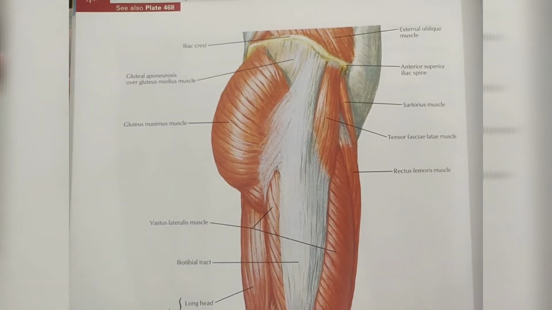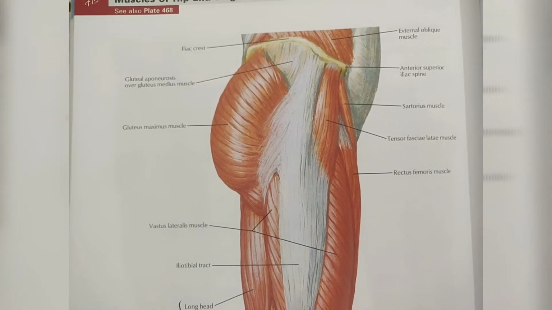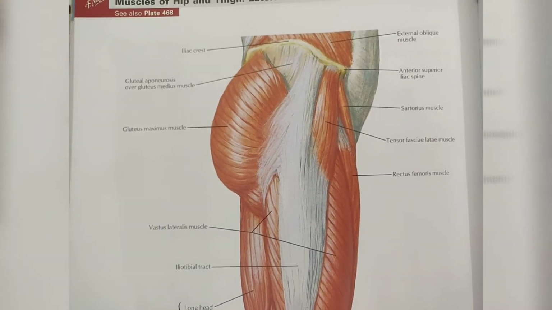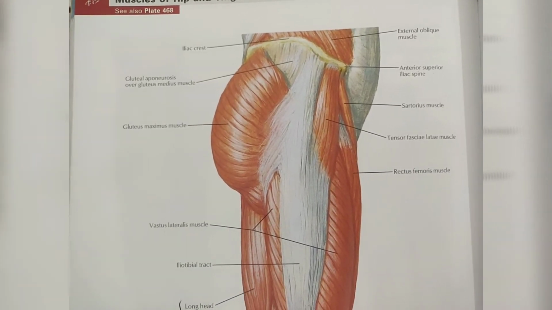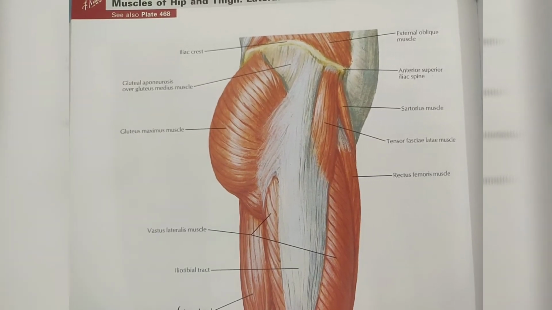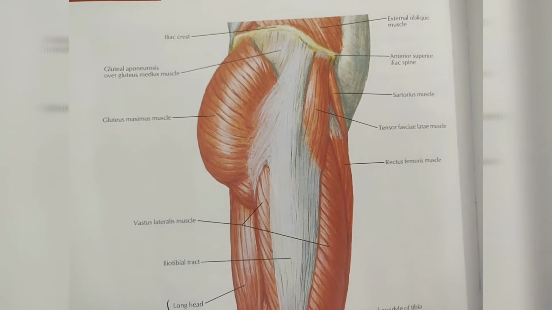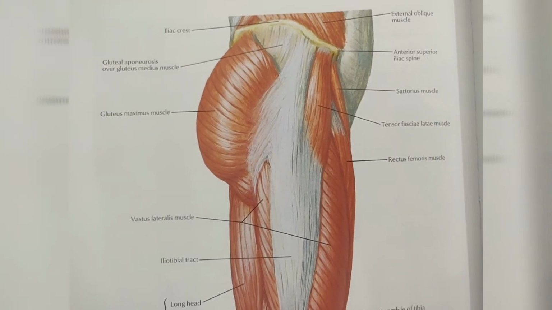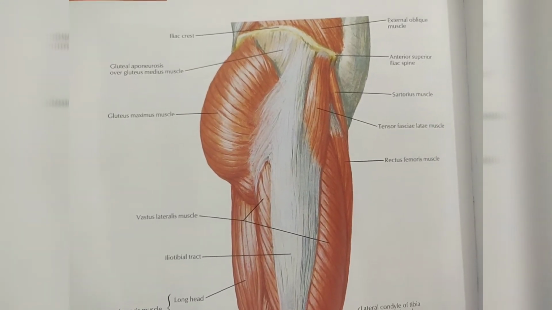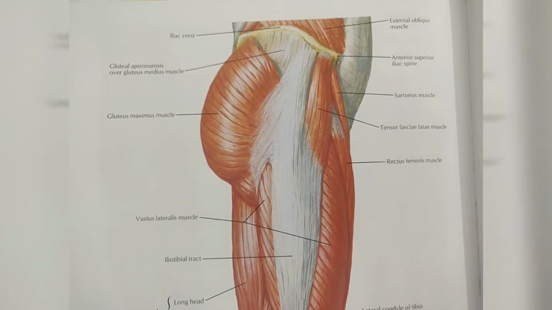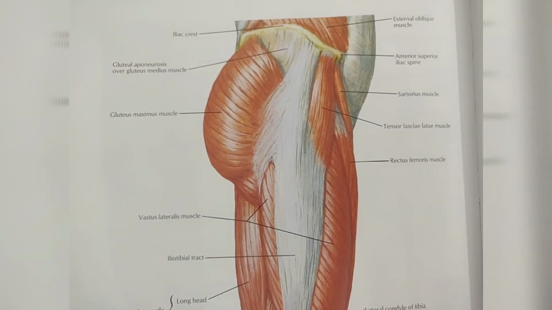Today we will do iliotibial tract. It is one of the modifications of fascia lata. Fascia lata modifications are iliotibial band, saphenous opening and intramuscular septums. Fascia lata is thickened laterally where it forms a band 5 cm wide called the iliotibial tract.